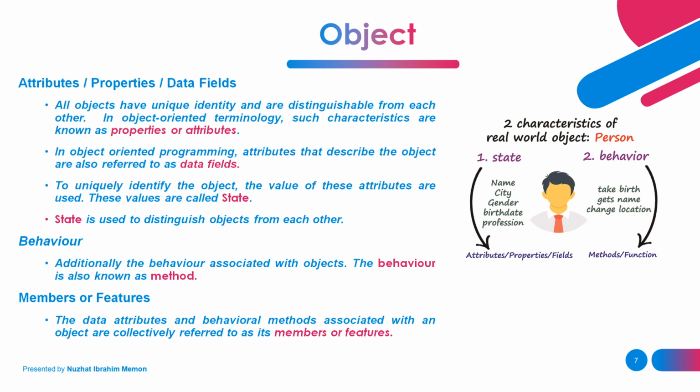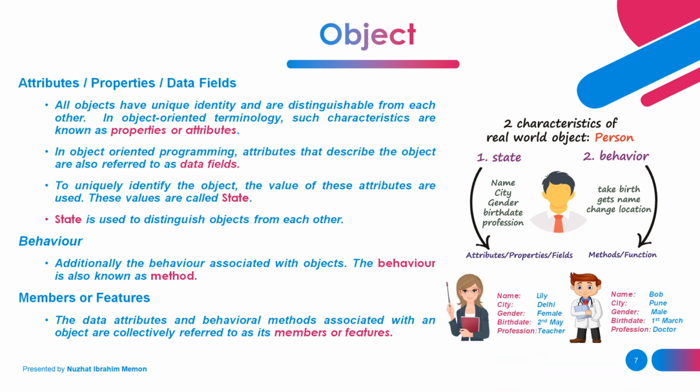All objects have a unique identity and are distinguishable from each other. Here you can see two persons, and they are Lily and Bob. Aside from their names, they have some noticeable differences. Lily is from Delhi, Bob is from Pune.